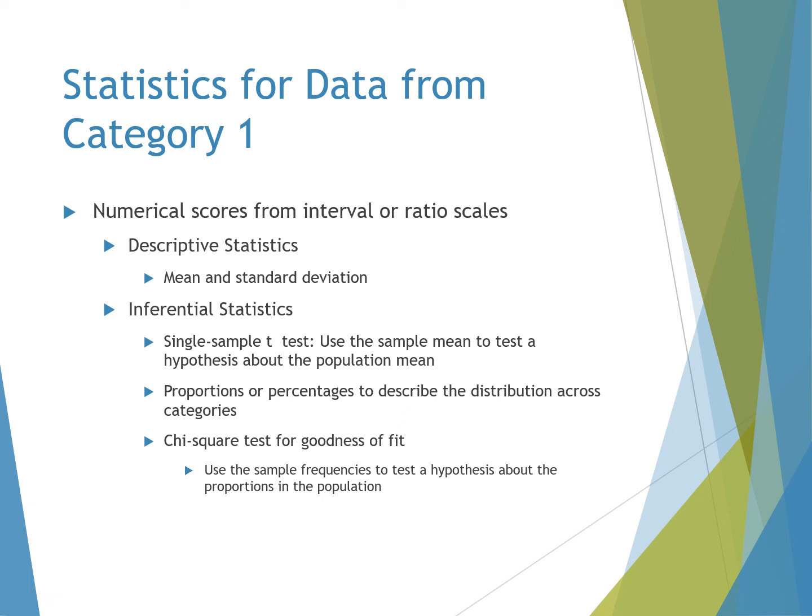We might use proportions or percentages to describe the distributions across categories. We haven't really talked about chi-square in this class just because of limited time, but we might use a chi-square test for goodness of fit to compare the sample frequencies to test a hypothesis about the proportions within the population.